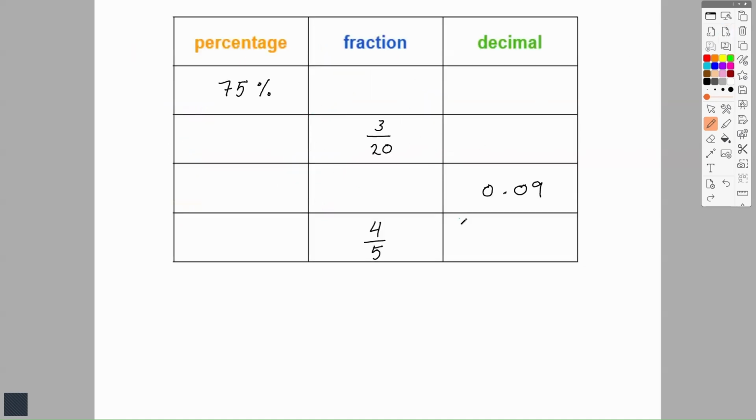Now let's do some exercise. We have to fill in the missing numbers in the table. You can always pause the video and take more time.